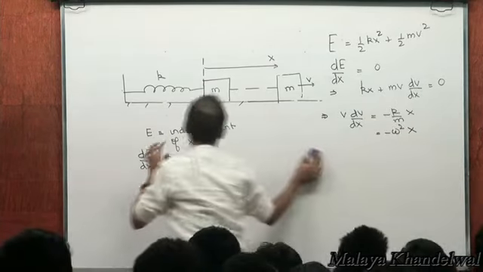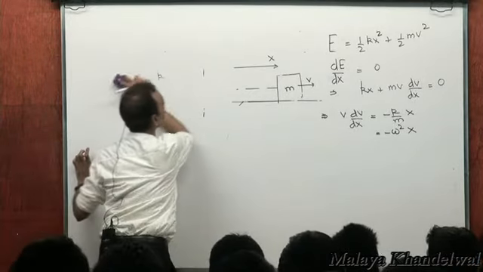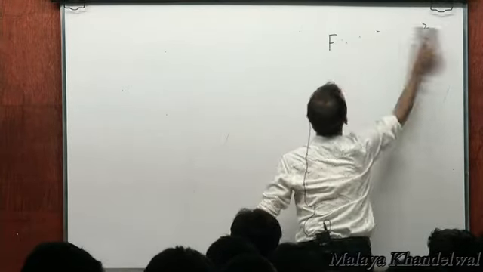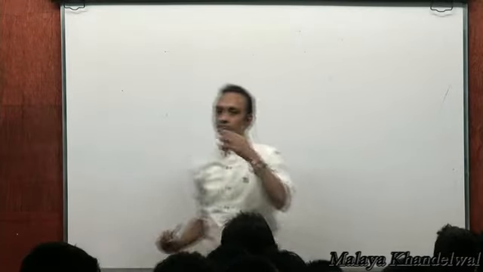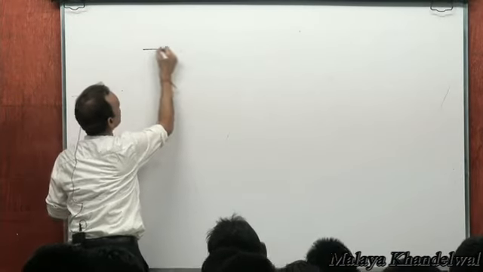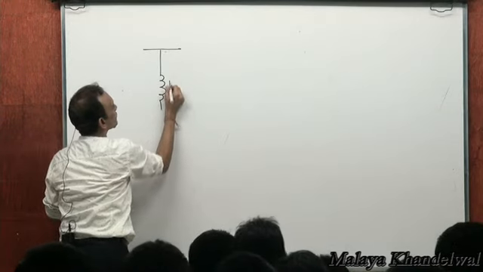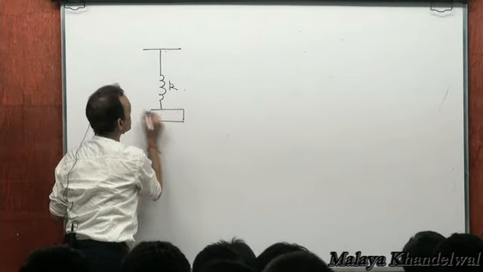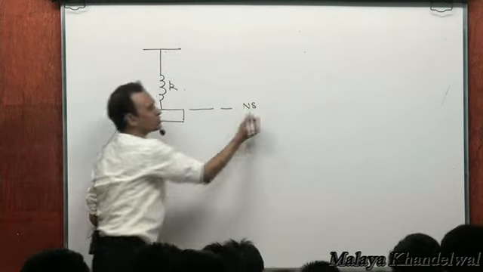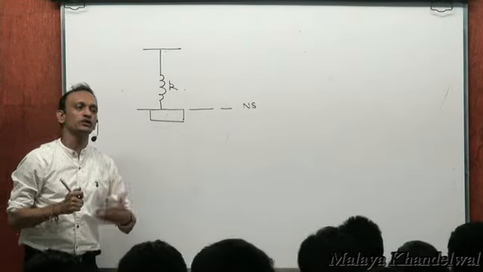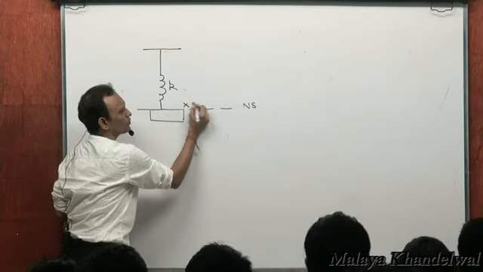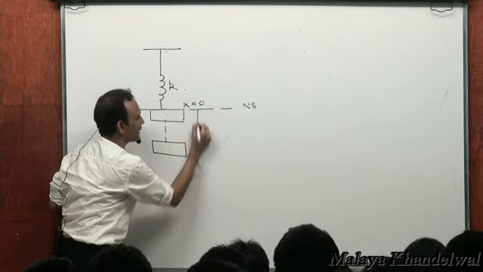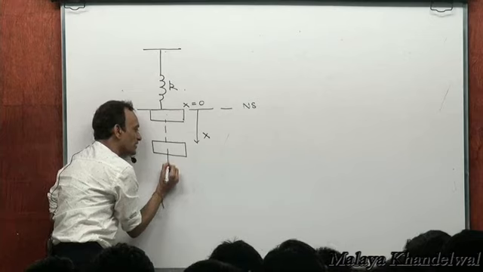Suppose I had a vertical spring, force constant K, and say this was the natural state of the spring. This was some position of natural state of the spring, and the particle was executing SHM, and this was x equal to 0. After a while, the particle descended by an amount x and acquired a velocity v.